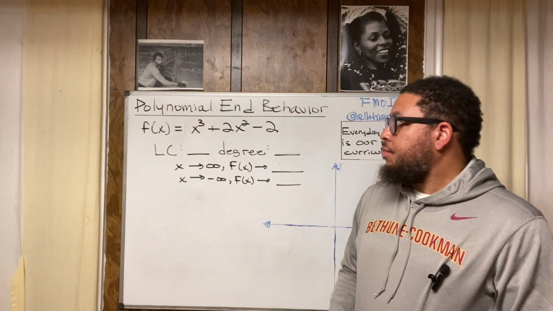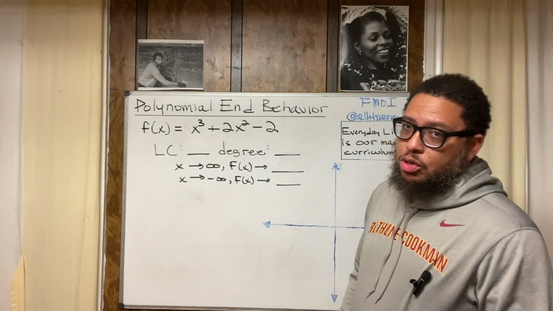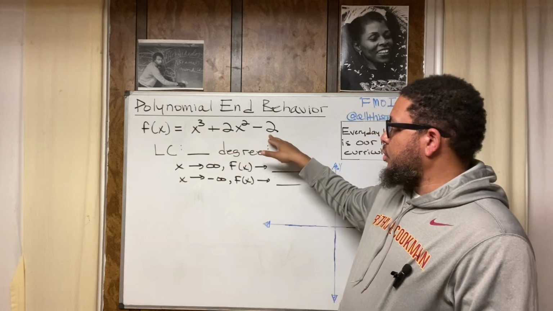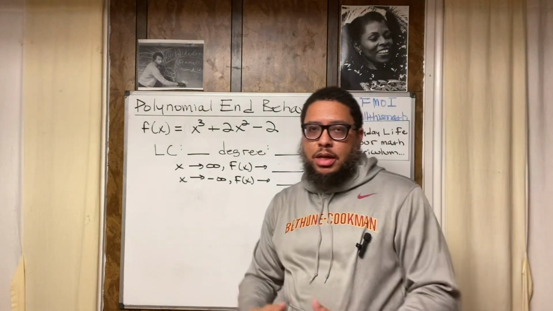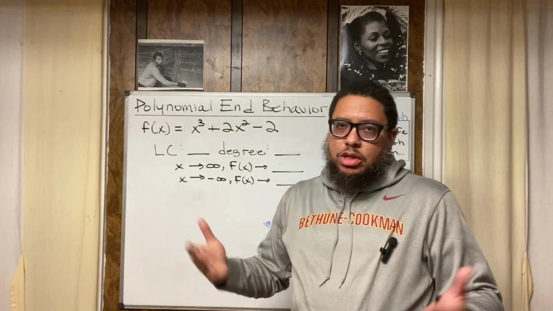All right. Now, what we're getting into today is we're going to figure out some polynomial end behavior. Now, this is the polynomial x cubed plus 2x squared minus 2. And we're going to figure out the end behavior, meaning what's the graph going to look like at the ends of it, the ends of the graph, right? What's it going to look like at the end?